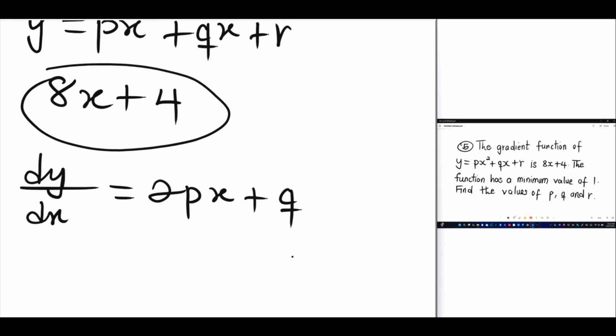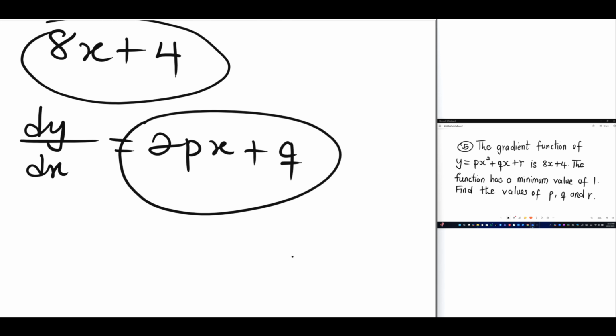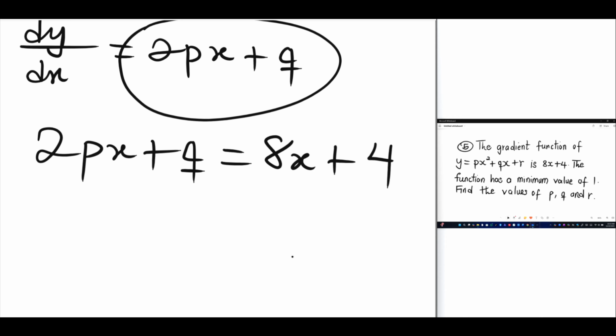Now, it is given in the statement that the gradient function of the function is 8x plus 4. So this is what we have obtained as our gradient function, and they are saying that it is the same as 8x plus 4. So it means they are equal. So it's going to be 2px plus q is equal to 8x plus 4. This becomes our new equation. We need to find the value of p and q using the comparison method.